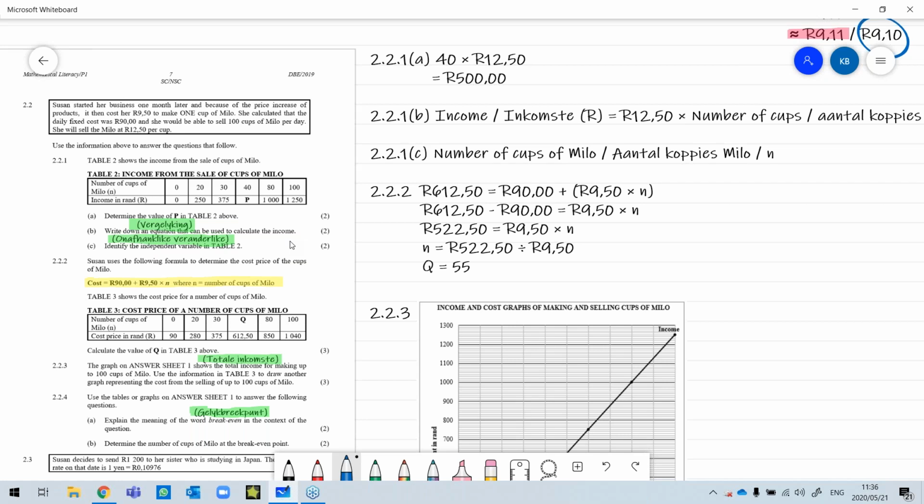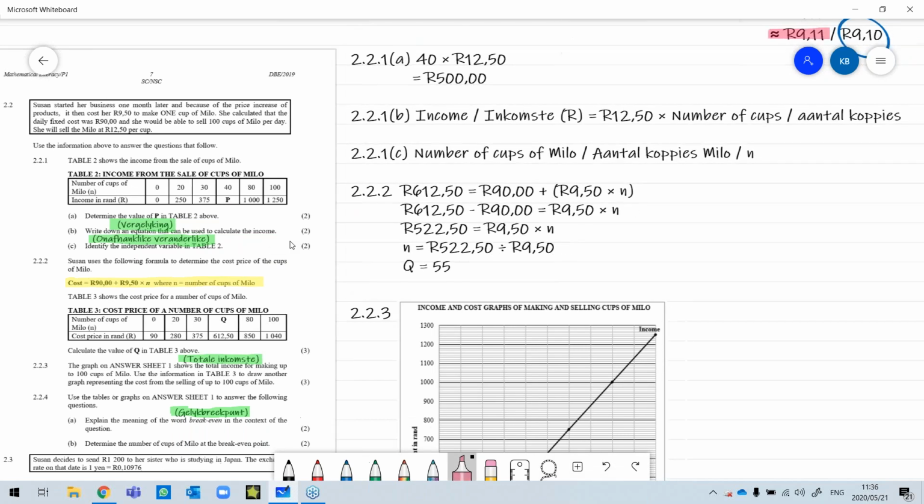Table 2 shows the income from the sale of cups of Milo. So it's quite simple. Question A, determine the value of P in table 2. Over here. Determine the value of P. Now, 1 cup is sold for R12.50. So how much will 40 cups cost? If she sells 40 cups of Milo, 40 times the selling price of R12.50 gives you a total answer of 500 Rand.